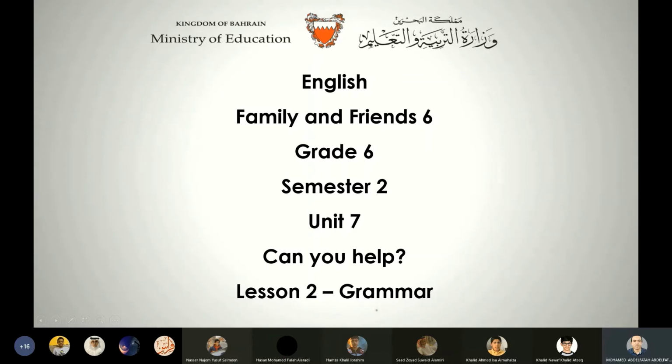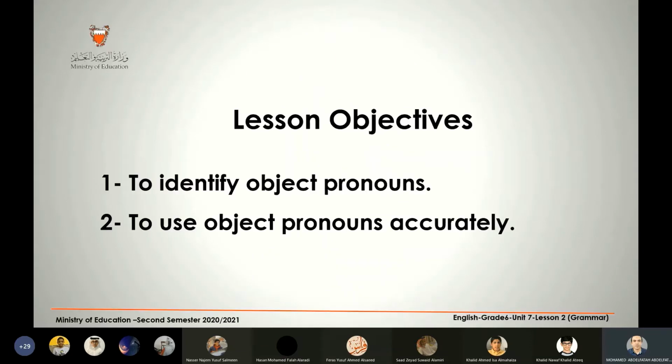Teacher, what is the meaning of grammar? Grammar is the rules that you should follow to make your language more accurate, okay? And you have to make your writing accurate writing. Today, inshallah, students, you are going to have 2 objectives. By the end of our lesson today, you are going to achieve 2 objectives. Objective number 1 in our lesson today is to identify object pronouns.